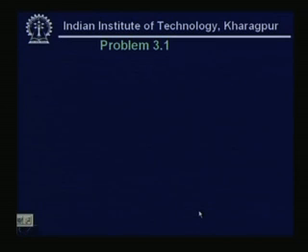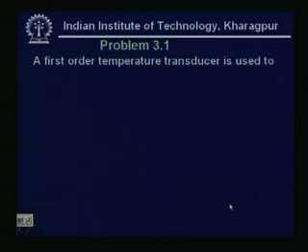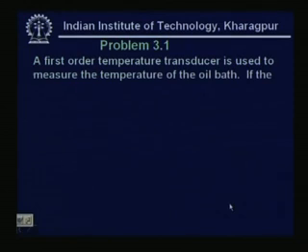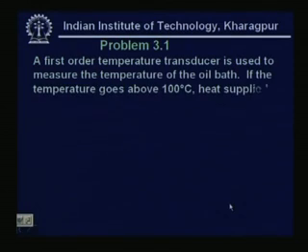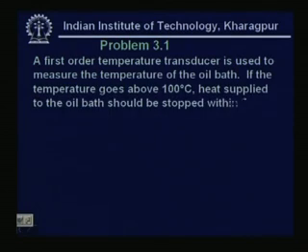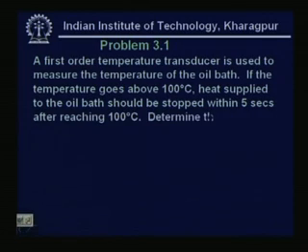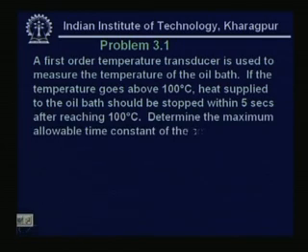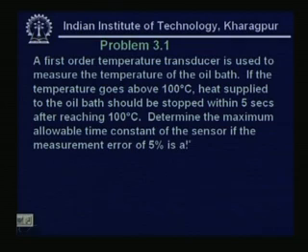Now, let us start some problems. So, let us look at problem 3.1. It says a first order temperature transducer is used to measure the temperature of the oil bath, and if the temperature goes above 100 degrees centigrade, heat supply to the oil bath should be stopped within 5 seconds after reaching 100 degrees centigrade. Determine the maximum allowable time constant of the sensor if a measurement error of 5% is allowed, right. So, let us solve this problem.